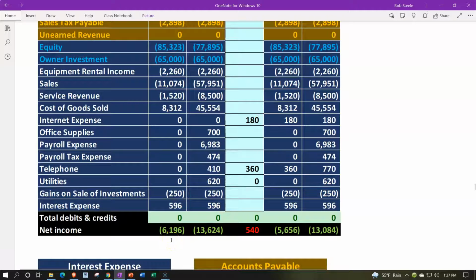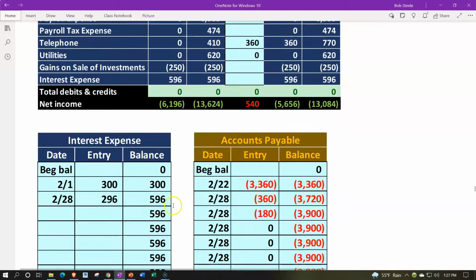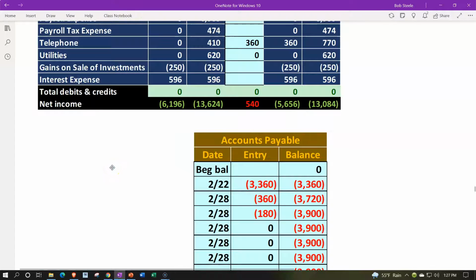It started at, before both of these transactions, 6,196. Now we've got a 540 decrease to 5,656. We had the 13,624 for the year to date, decreased by the 540 to the 13,084. Interest expense, interest, this is the wrong, should be internet. See, as I told you, the internet and interest, I'm going to delete that.